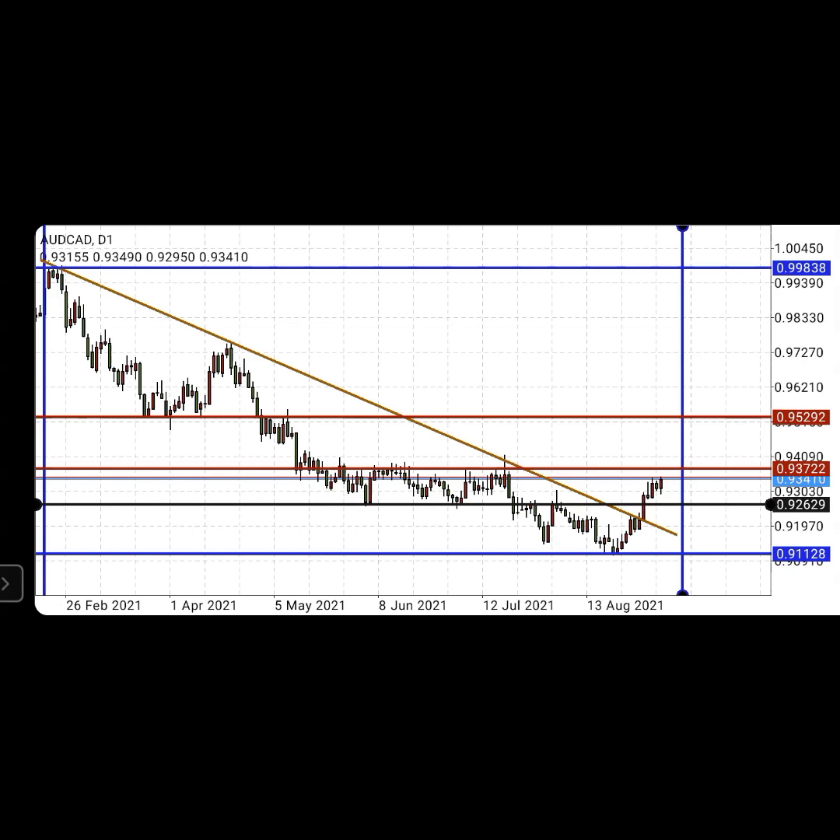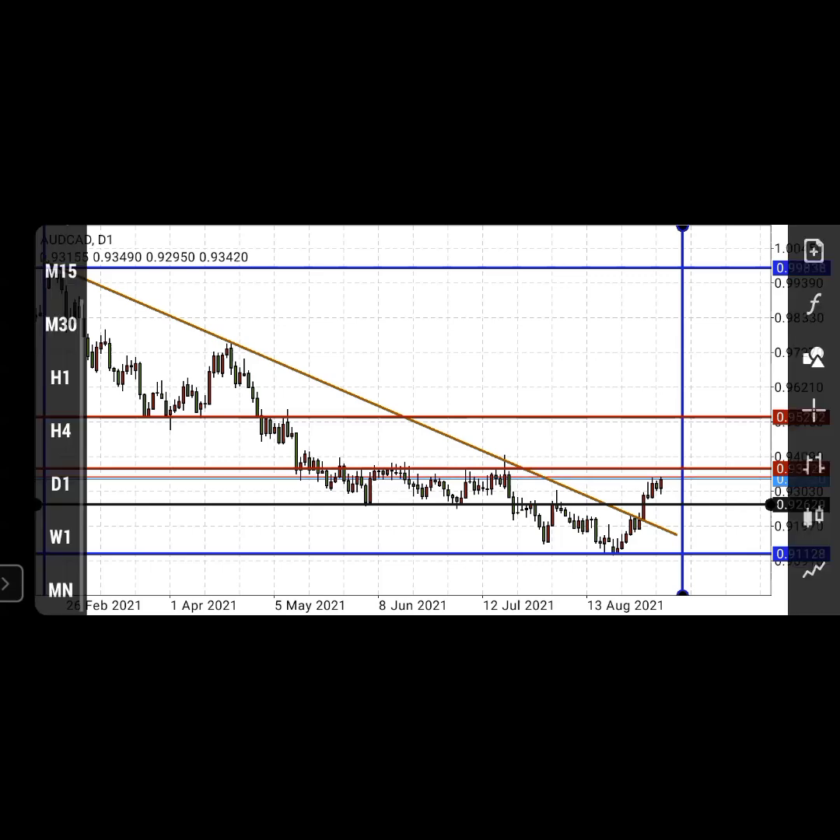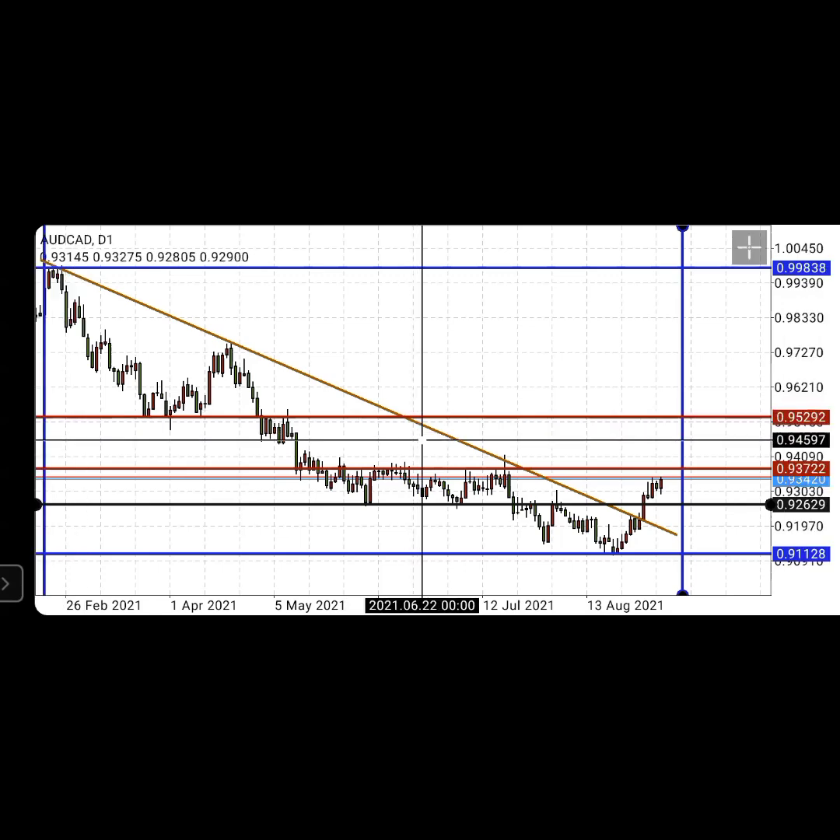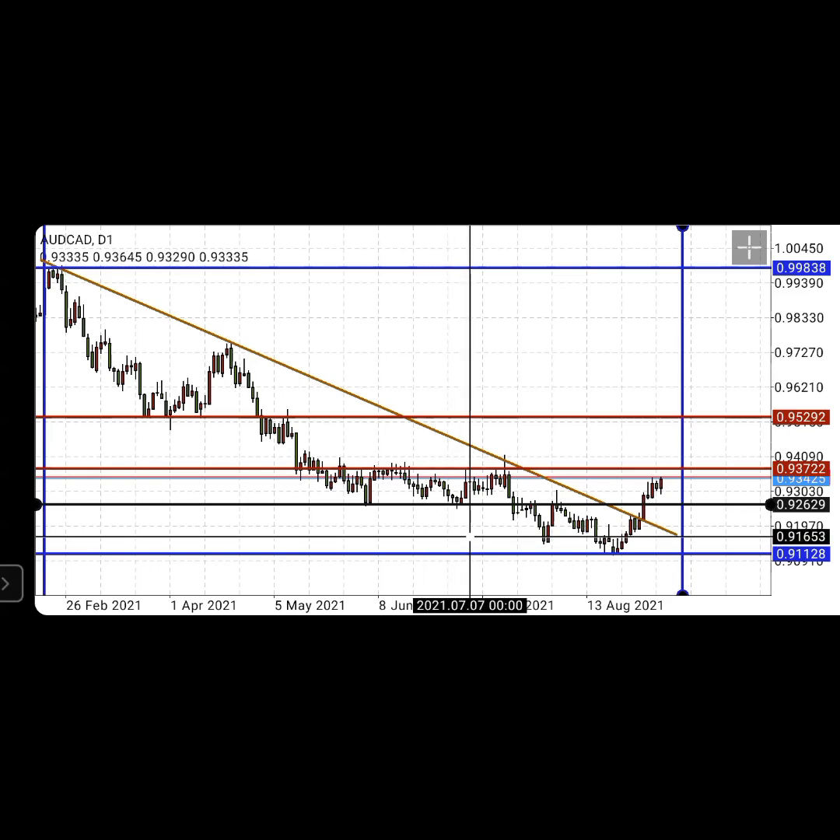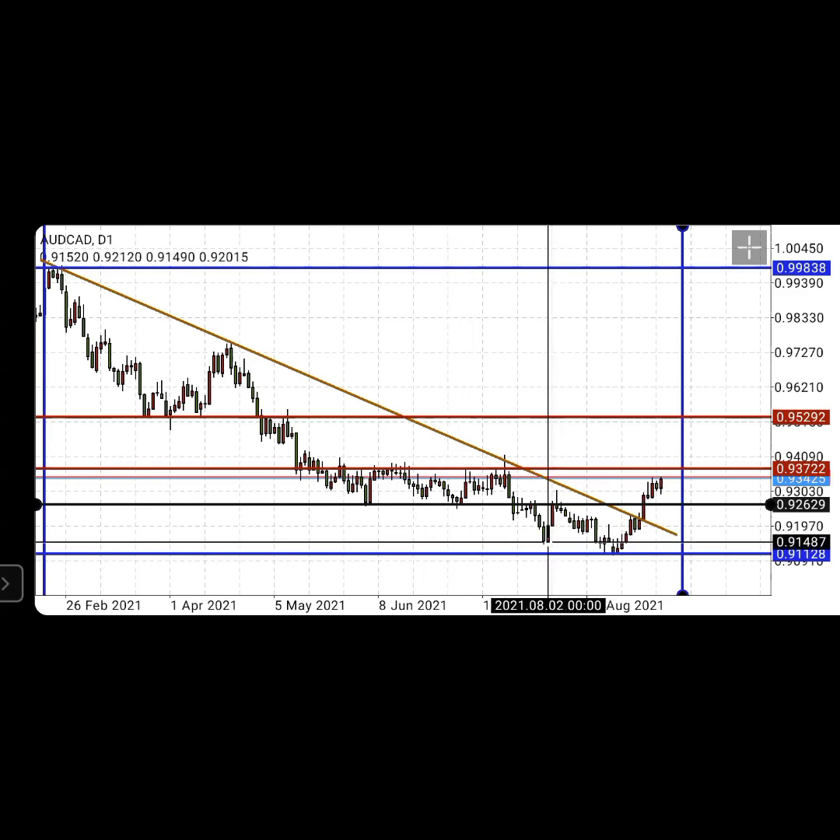But if the market lost its power to break the red line it is approaching now, it means we might experience a pullback all the way down to the black line. And if it breaks the black line, the next point of interest will be where it will be forming an inverse head and shoulder, which is at this point, this region. That is exactly where it will be forming the head, the inverse head and shoulder.